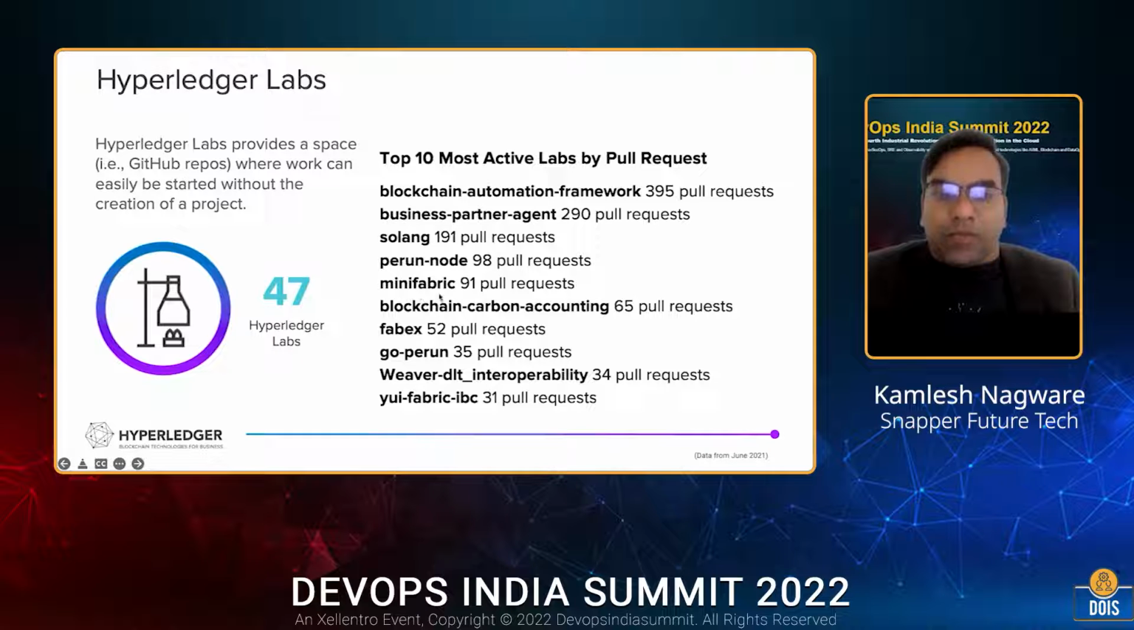And then a couple of different use cases or solutions, like Solang, for writing a smart contract in Solang language and Solidity language in Hyperledger, because Solidity is mainly for Ethereum. Then Mini Fabric, then Blockchain Carbon Accounting, the project which was initiated by the Climate Action Accounting Group.